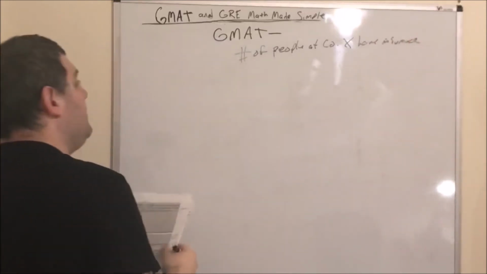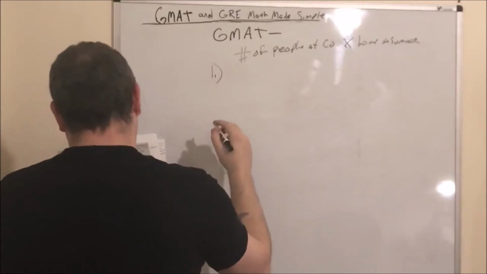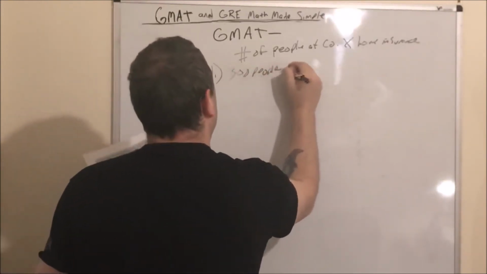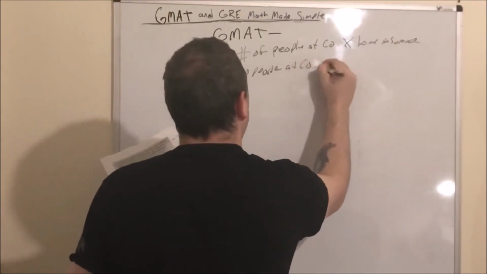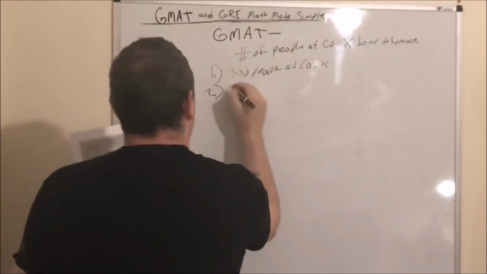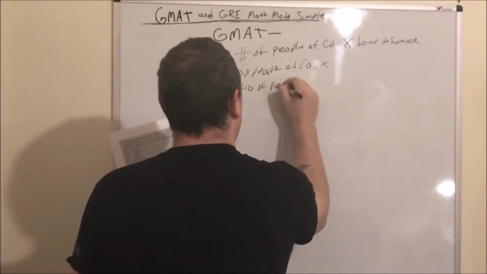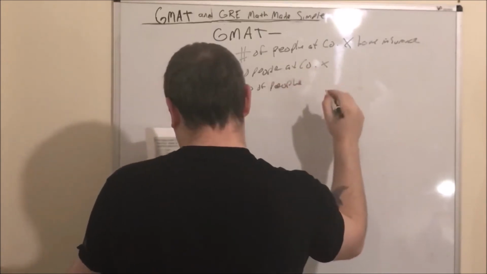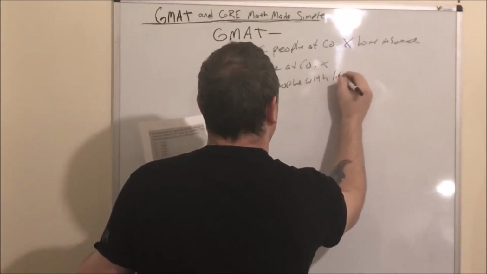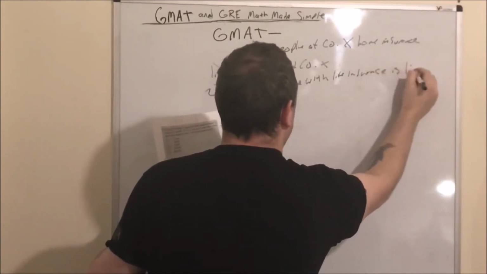Okay, so right now we don't know anything about it, but they give us 1, there are 300 people at company X, and 2, the ratio of people with life insurance is 1 to 5.